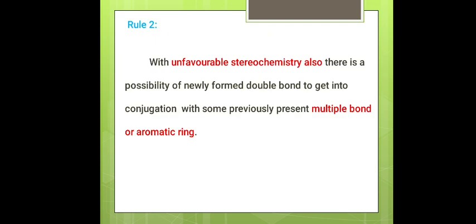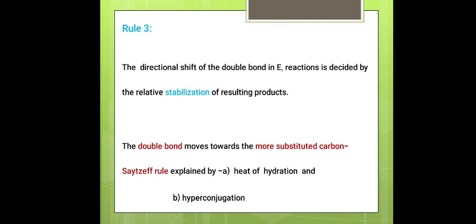Rule number 2 is, even with unfavorable stereochemistry, there is possibility of the newly formed double bond getting into conjugation with some previously present multiple bond or aromatic ring. The third rule is, the directional shift of the double bond in elimination reaction is decided by relative stabilization of the resulting products, and the double bond moves towards the more substituted carbon, that is Saytzeff rule, explained by heat of hydration and hyperconjugation.